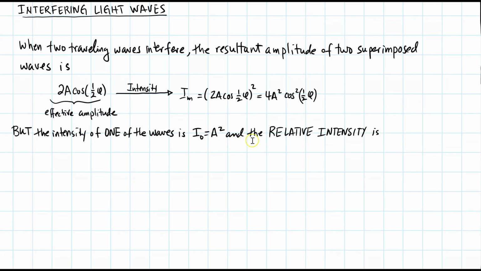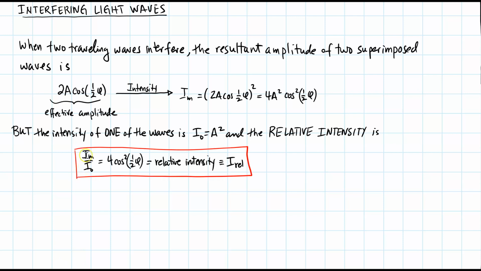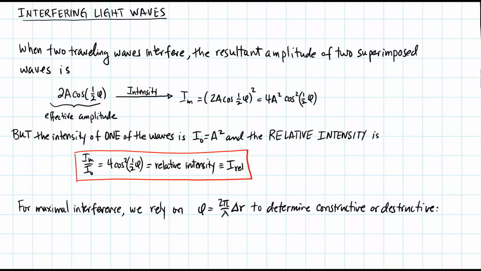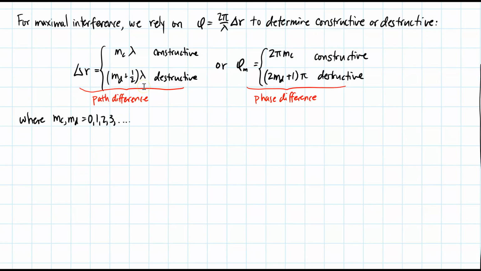But the intensity of one of the waves is I naught, which is equal to a squared. And it is customary to talk about the relative intensity, which is written as I over I naught is equal to 4 cosine squared of 1/2 phi. That's the relative intensity. For maximal interference, we had to differentiate between constructive and destructive interference. For that, we rely on phi equal to 2 pi divided by lambda times delta r to determine constructive and destructive interference. I could talk about constructive or destructive interference due to path difference.